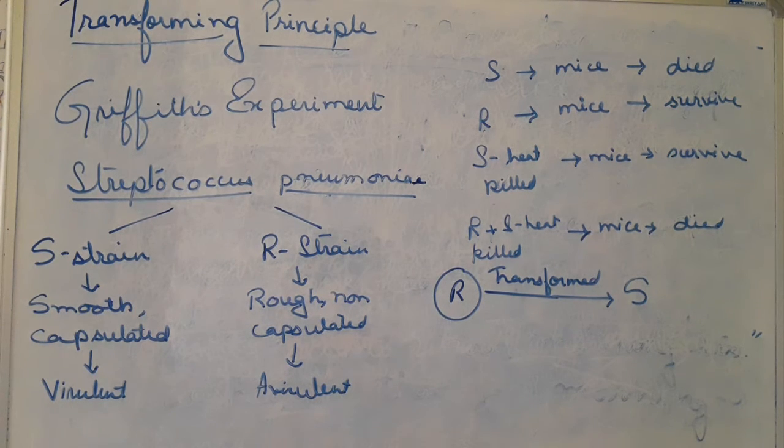Griffith concluded that the R strain bacteria had somehow been transformed by the heat-killed S strain, and this is due to the absorption of some transforming principle or substance by the rough type from the S type. But properly, this was proved by the biochemical characterization of the transforming principle, which was done by three scientists, Avery, MacLeod and McCarty.